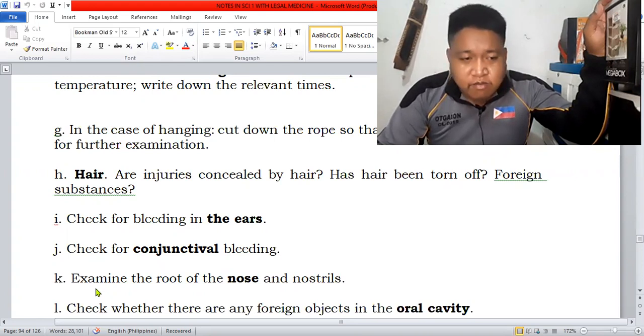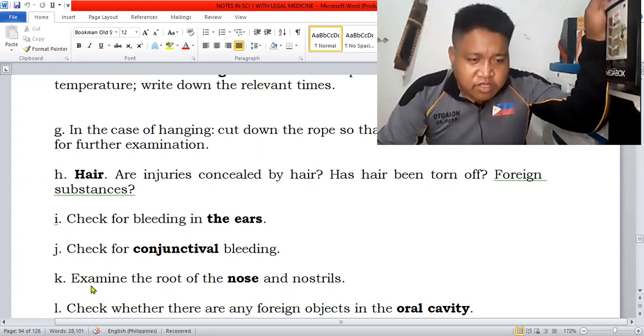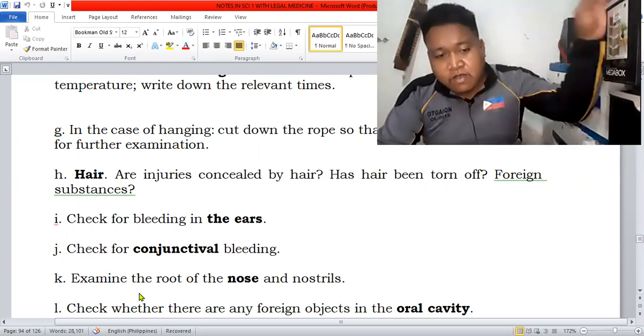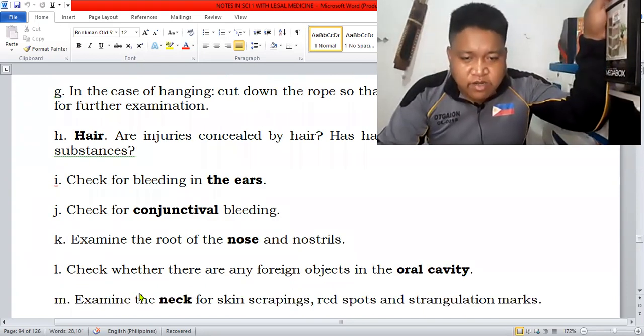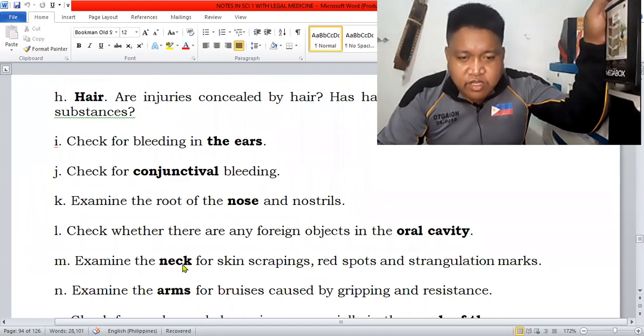Baka may matinding trauma, no? Yan. Kasi pag hanging yung incident, for example, or any other forms of suicide, then it will be used. Baka there is foul play, no? So examine the root of the nose and nostrils. Yeah. Okay. Check whether there are any foreign objects in the oral cavity again. Examine the neck for skin scrapings, red spots, and strangulation marks.